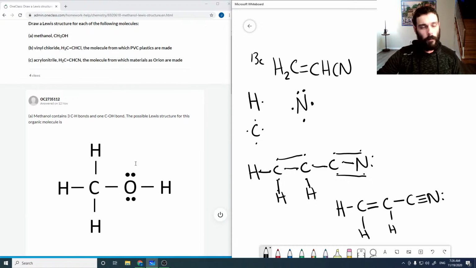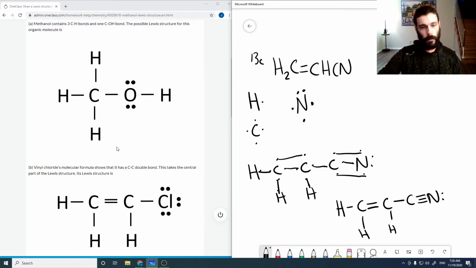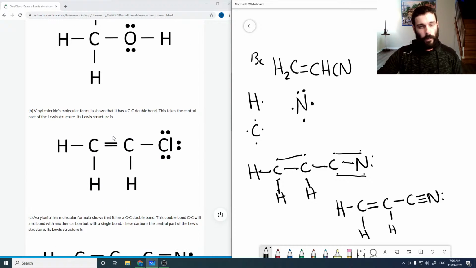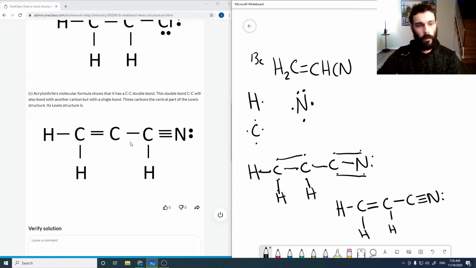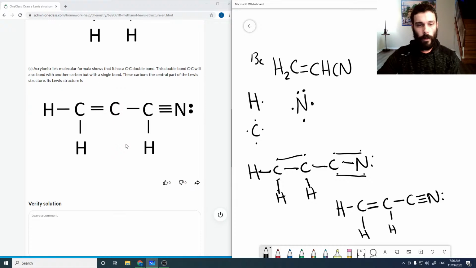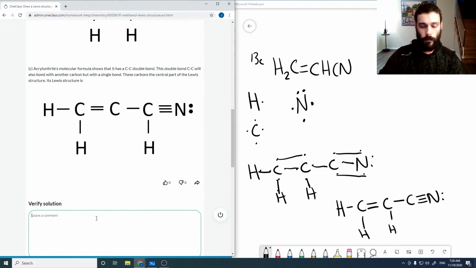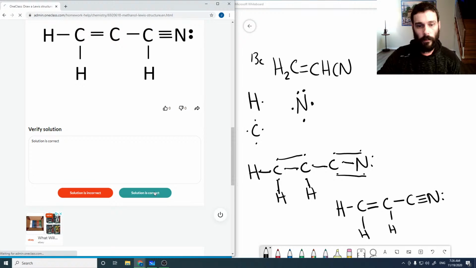Now going back down through the solutions given, we see that this is the methanol structure I came up with. That's the vinyl chloride structure I came up with, and then the acrylonitrile, all with their lone pairs all shown, so this solution is correct. And that's it. Okay, so that's all the questions for today that I'm going to run through.